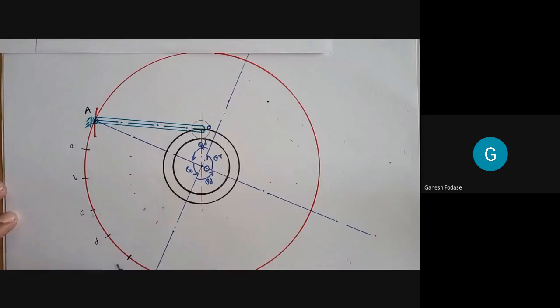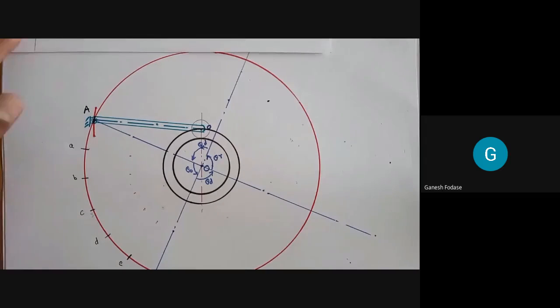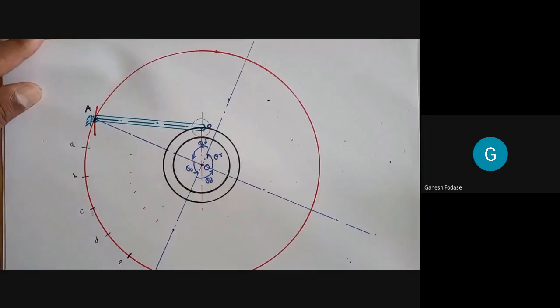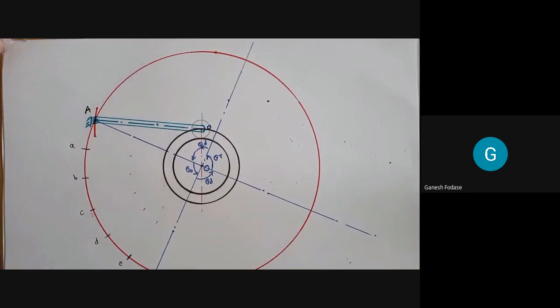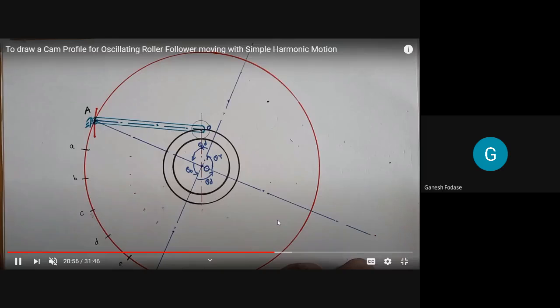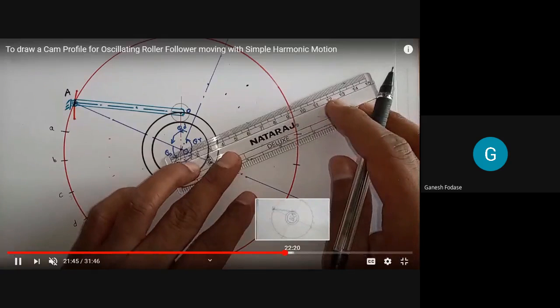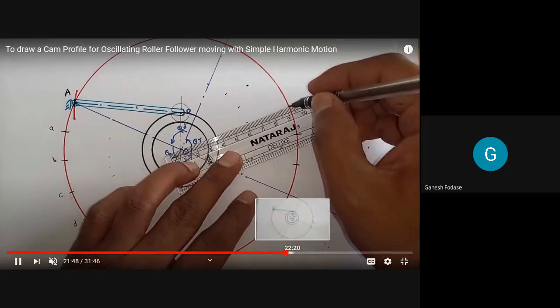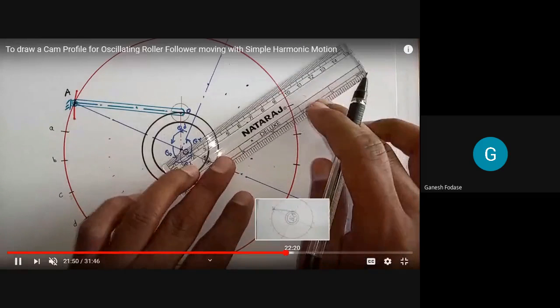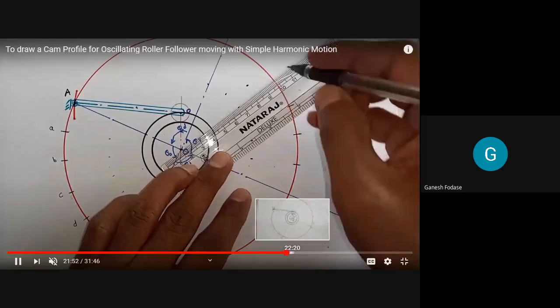And we are calling them A, B, C, D, E. See here carefully now. So we divide theta O into 6 parts. Now next we have to divide theta R again into 6 parts. As the angle is 90 degree only, each division again corresponds to 15 degree. And we get similar points on fulcrum circle.